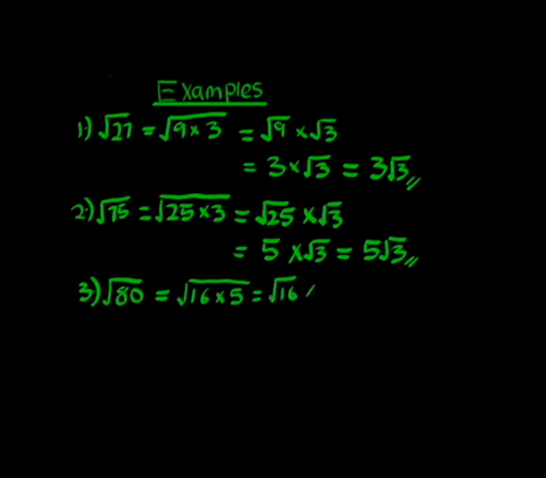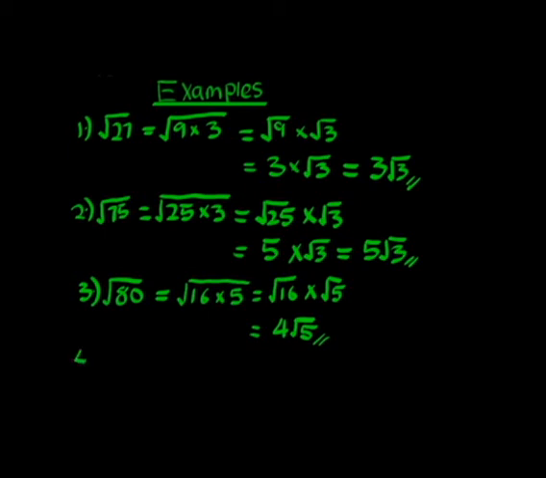I told you we can separate them, right? Root 16 times root 5. Now root 16 gives us 4, and root 5 is an irrational number, so according to the laws that govern the operations of surds, we write it just the same way it is. So our final answer gives us 4 root 5. This would be our final answer.